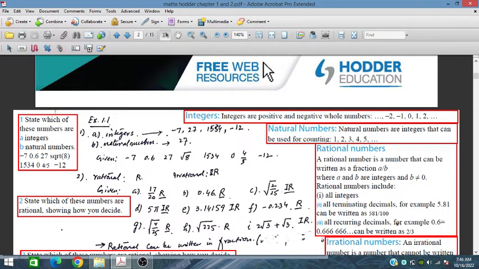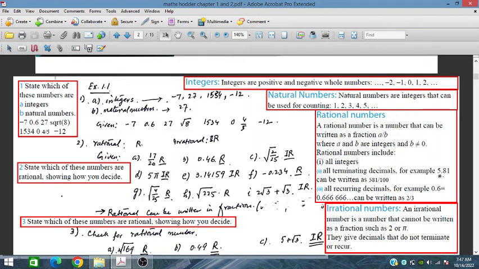All recurring decimals, for example 0.6666..., can be written as 2/3. So this is also a rational number, because it can be written as a fraction. Numbers which cannot be written as a fraction are irrational numbers. For example, pi, it never ends. Also square root 2, which gives decimals that do not terminate or recur.